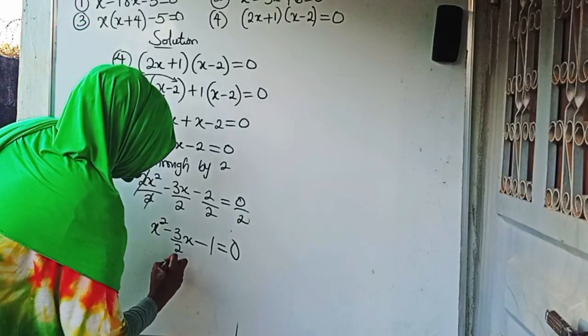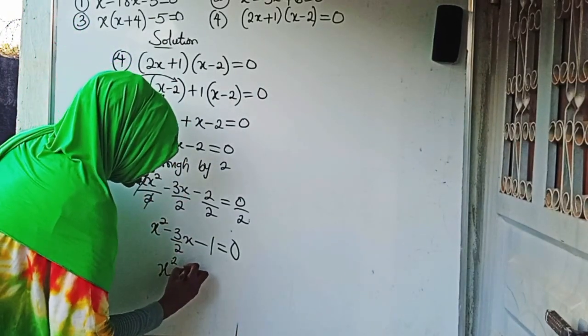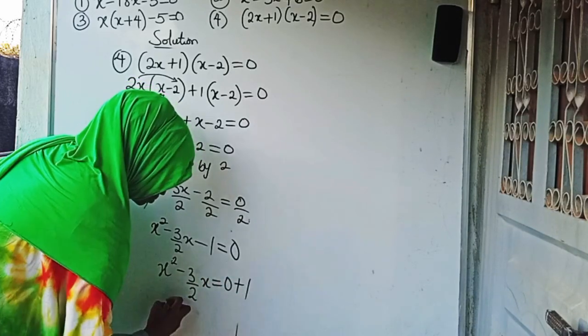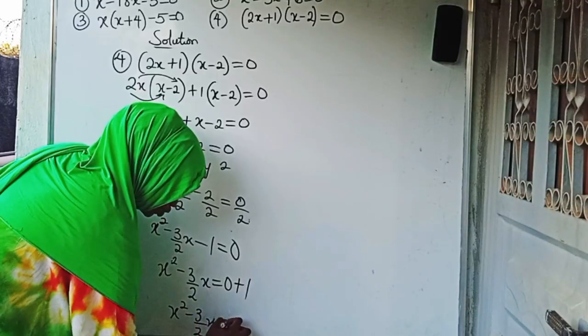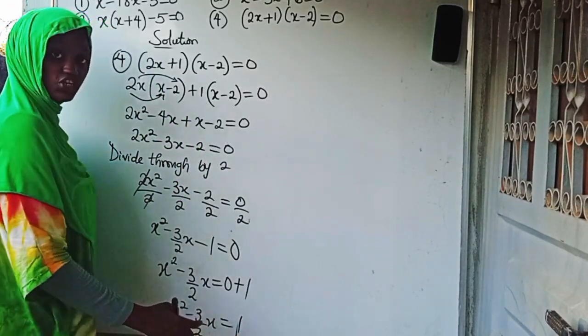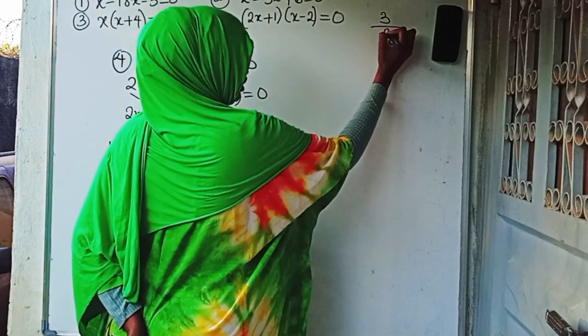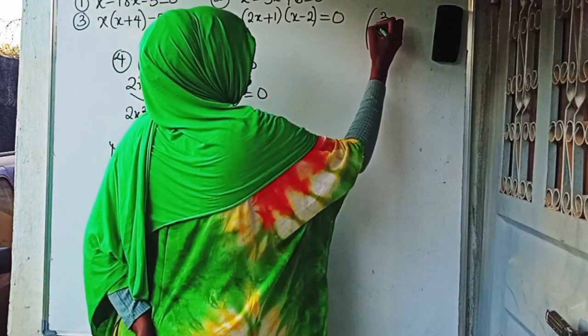So what we're going to do here is take the negative 1 to the right hand side. This is x squared minus 3 over 2x is equal to 0 plus 1. So we have x squared minus 3 over 2x is equal to 1. So now we are going to take half of the coefficient, 3 over 2. Now let's do a rough work here. This is going to be 3 over 2.